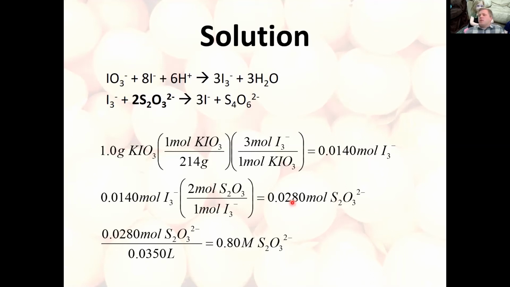We know that we used 35 mL of thiosulfate, so to find our concentration of thiosulfate, we take the number of moles of thiosulfate divided by the volume we used. Of course, we're going to convert that into liters instead of using it as milliliters. And that will give us a concentration of 0.80 molar for the thiosulfate.